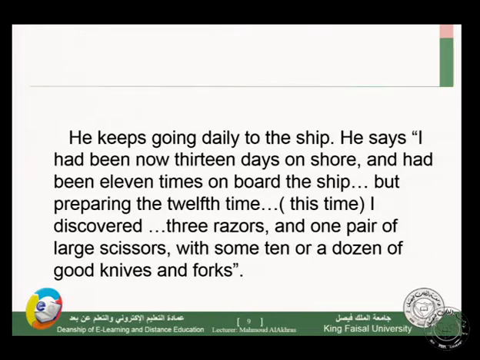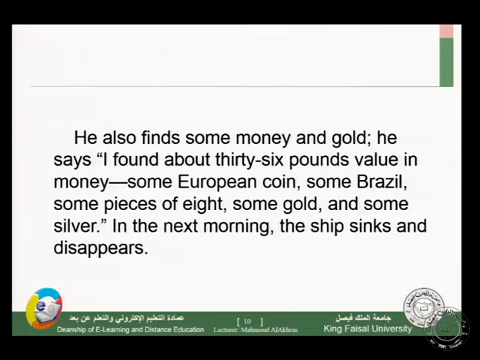He keeps going daily to the ship. He says, I had been now 13 days on shore and had been 11 times on board the ship. But preparing the 12th time, this time I discovered 3 razors and 1 pair of large scissors with a dozen of good knives and forks. So these are the objects that Crusoe has found on the ship, and they are very useful for him on the island.